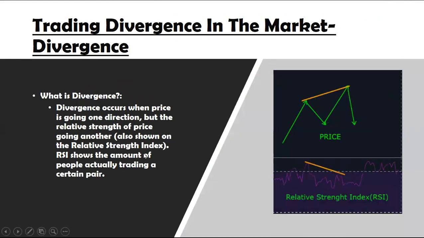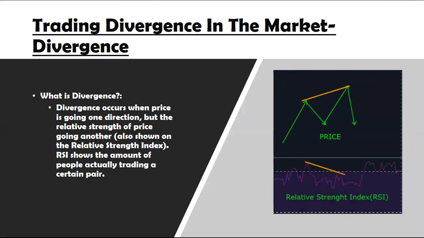All right, so today we're going to talk about divergence, okay? Now, with divergence, there's a tool that we call the RSI, which stands for the Relative Strength Index. And pretty much it's just telling you how frequent a pair is being traded. You see what I'm saying?